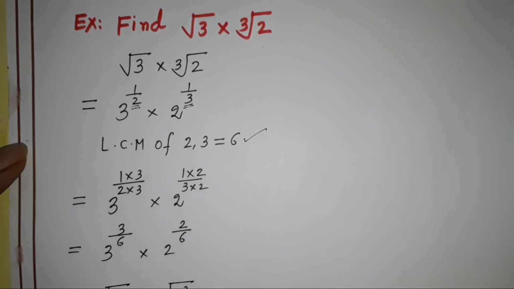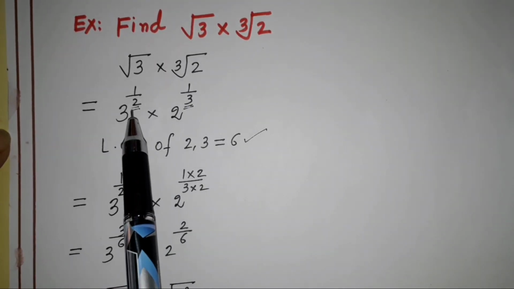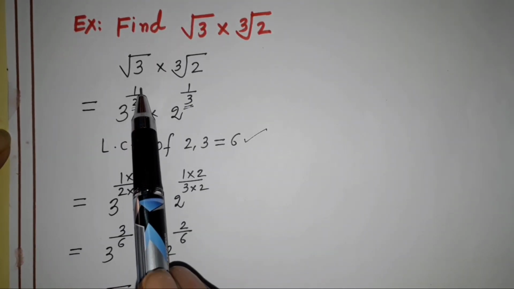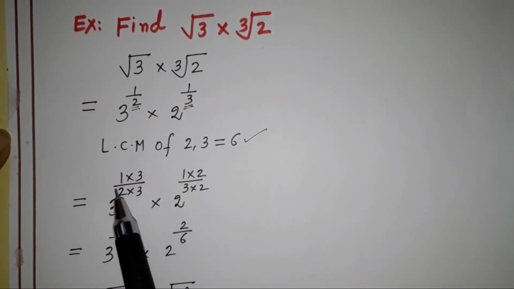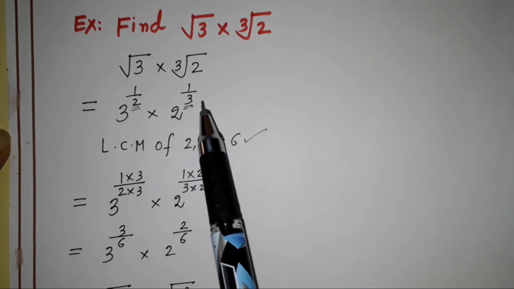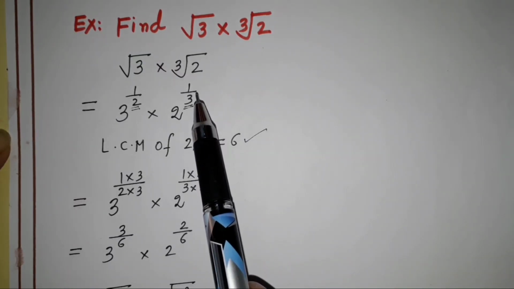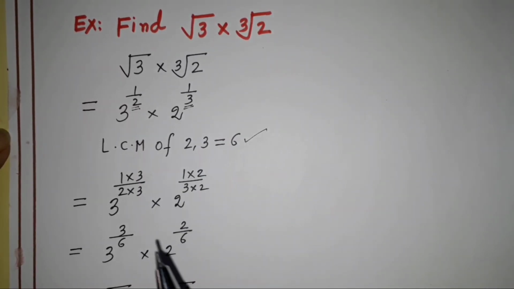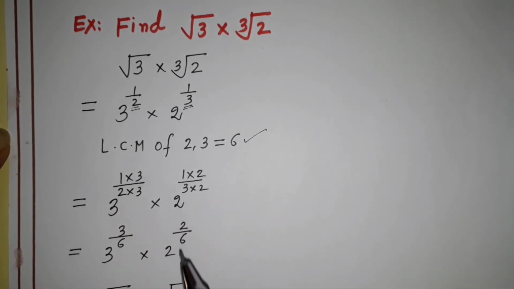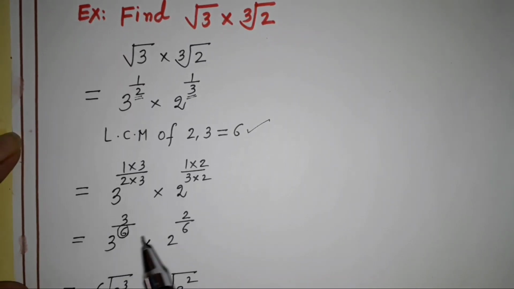You try to get in this place of denominators 6. For that, in the place of 2 to get 6, you multiply numerator and denominator by 3, so it becomes 3 to the power of 1 into 3 by 2 into 3. Here also, in the place of 3, we need to get 6, so in the place of numerator and denominator, multiply by 2, so 1 into 2 by 3 into 2. Then it becomes 3 to the power of 3 by 6 into 2 to the power of 2 by 6. Now, we got the denominators same.